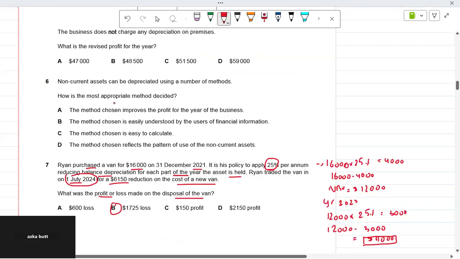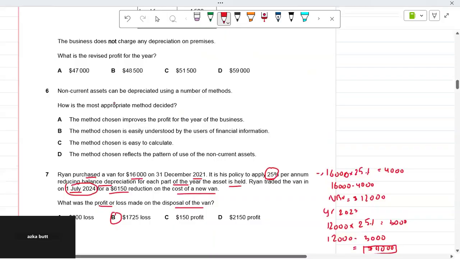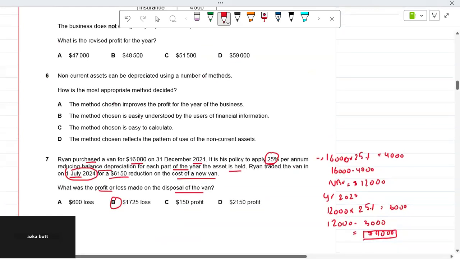Okay. Now let's see the question number 6. Okay, non-current assets can be depreciated using a number of methods. How is the most appropriate method decided?